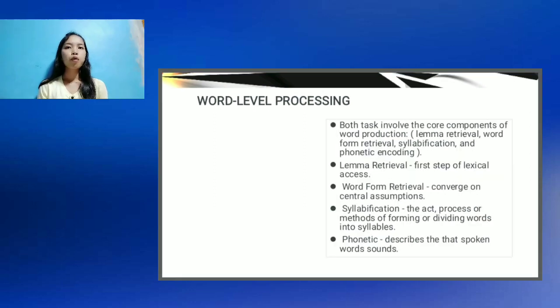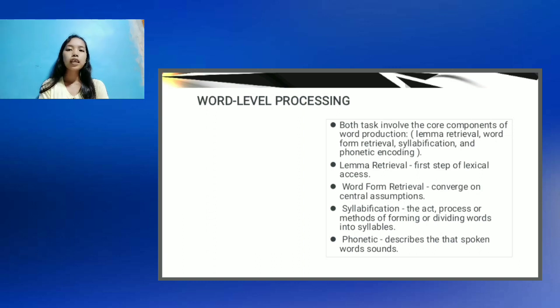Both tasks involve the core components of word production: lemma retrieval, word form retrieval, syllabification, and phonetic encoding. First is lemma retrieval. Lemma retrieval is the first step in lexical access. Second is word form retrieval. It is converged on central assumptions. Third is syllabification, the act, process, or method of forming or dividing words into syllables.